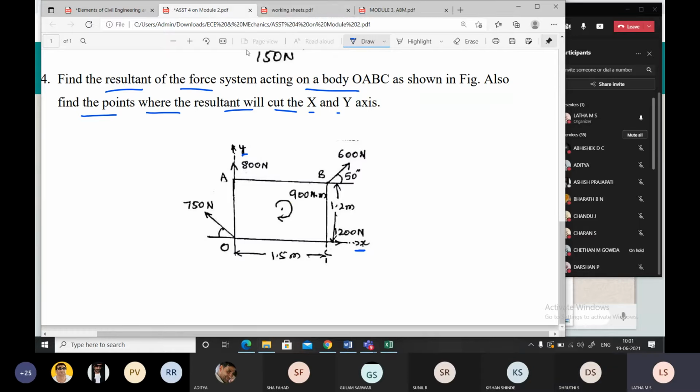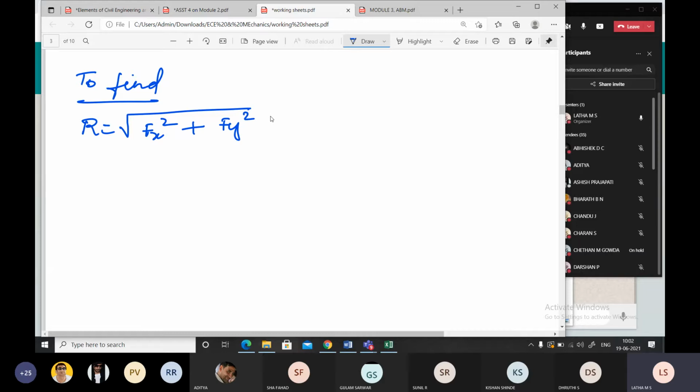To start with, I'll start calculating the resultant. It is given to find the resultant R. How do you determine it? What is the equation? R equals the square root of (ΣFx)² plus (ΣFy)². Correct? Yes, ma'am. What is sigma Fx? How do you write the equation for sigma Fx?